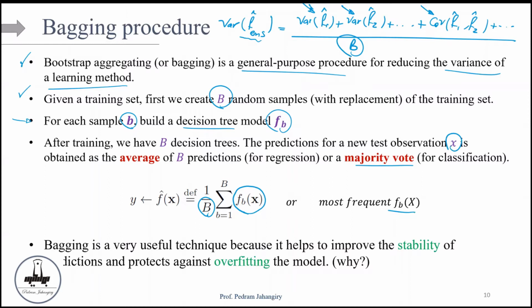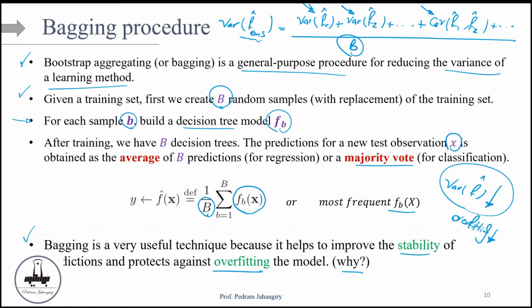Bagging is a very useful technique because it helps to improve the stability of predictions and protect against overfitting. So what does that mean? Remember, if we reduce the model variance, we are reducing the overfitting. Because if the variance is small, it means that if you try the model on a new data set or on different versions of the data set, it's not necessarily going to overfit. All right, so that was the idea of bagging.